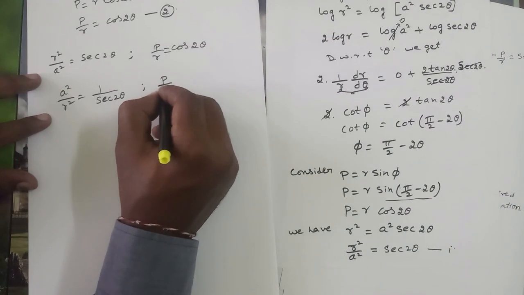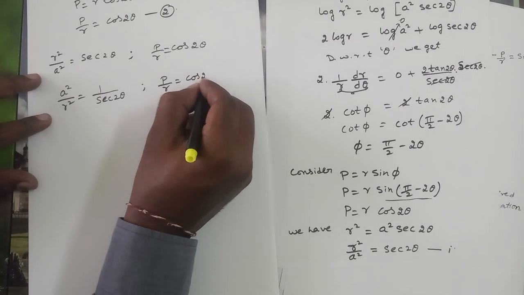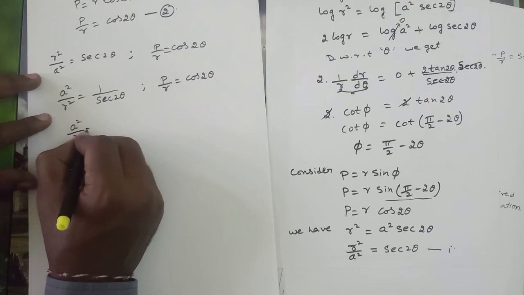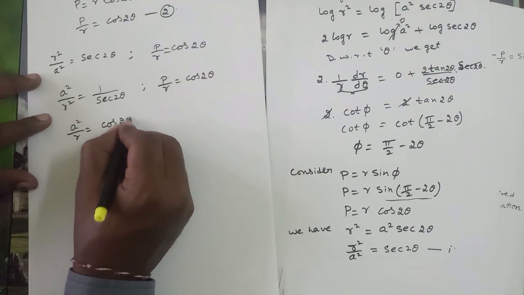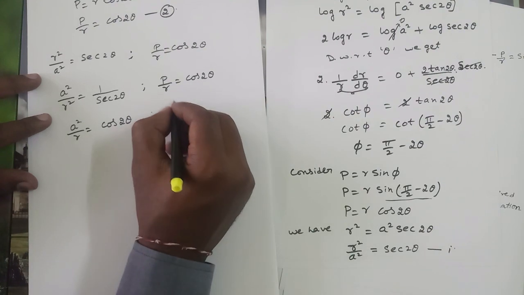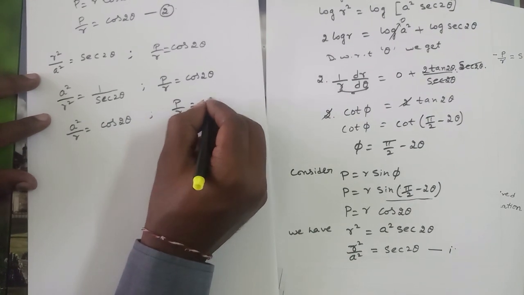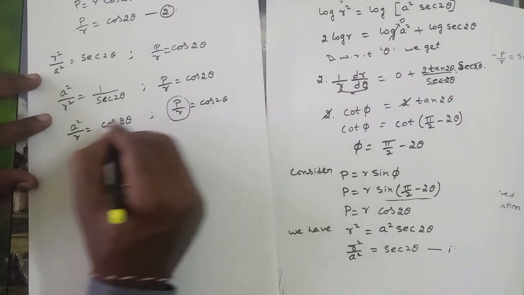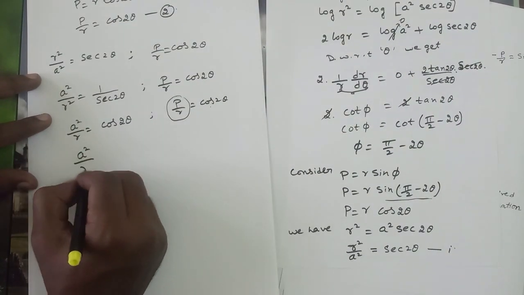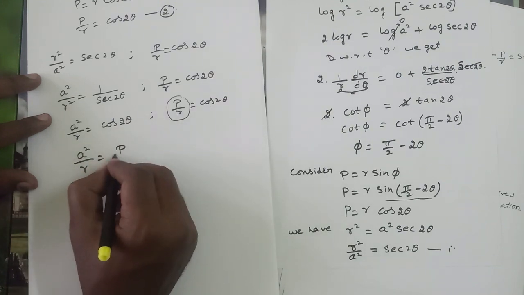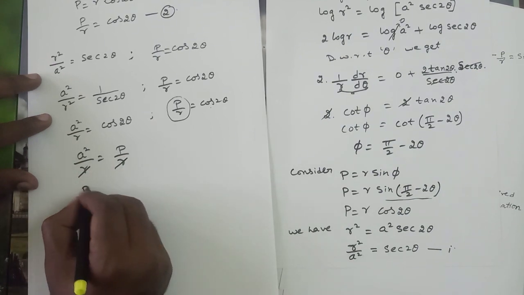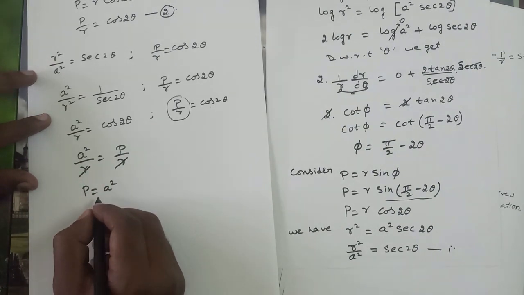So also p by r is equal to cos 2 theta. So a square by r square is equal to cos 2 theta, and p by r is equal to cos 2 theta. So a square by r square equals p by r. Here this r gets cancelled. So p is equal to a square.